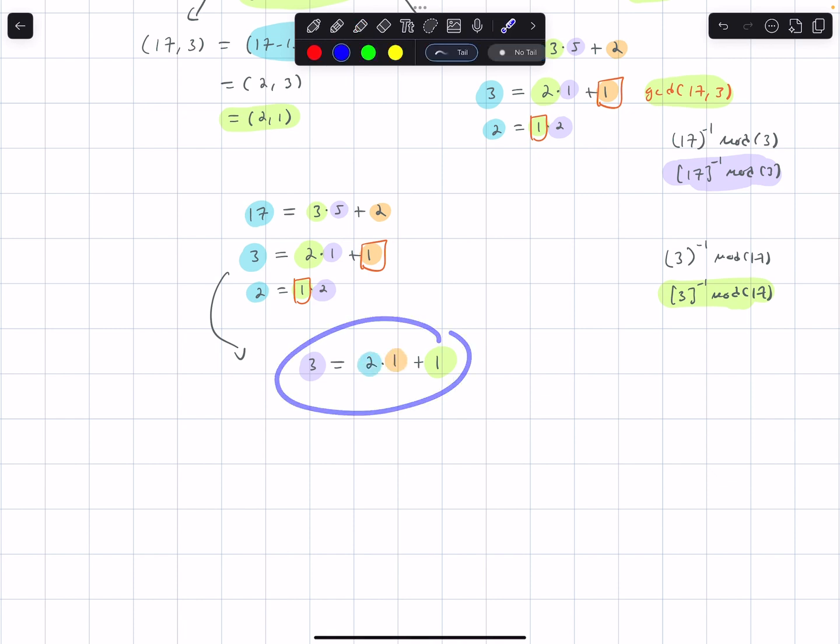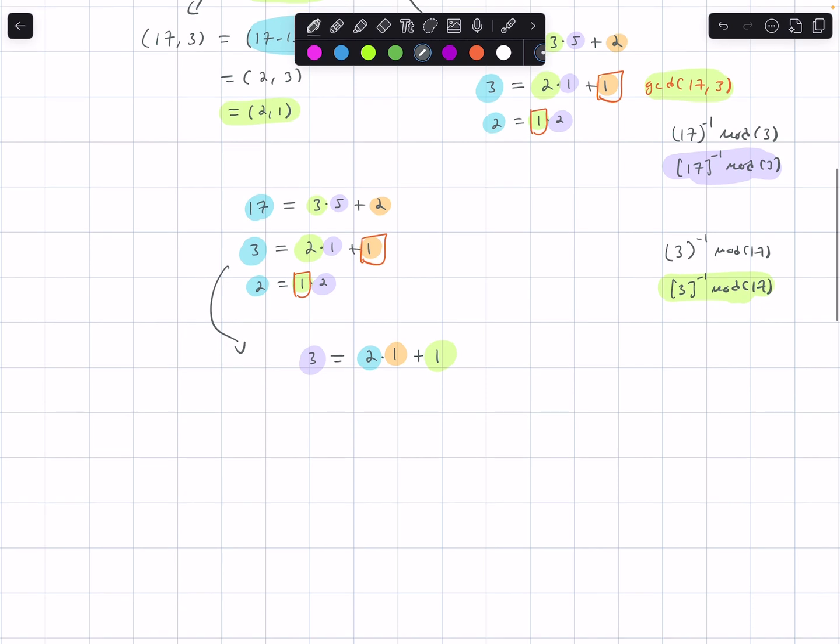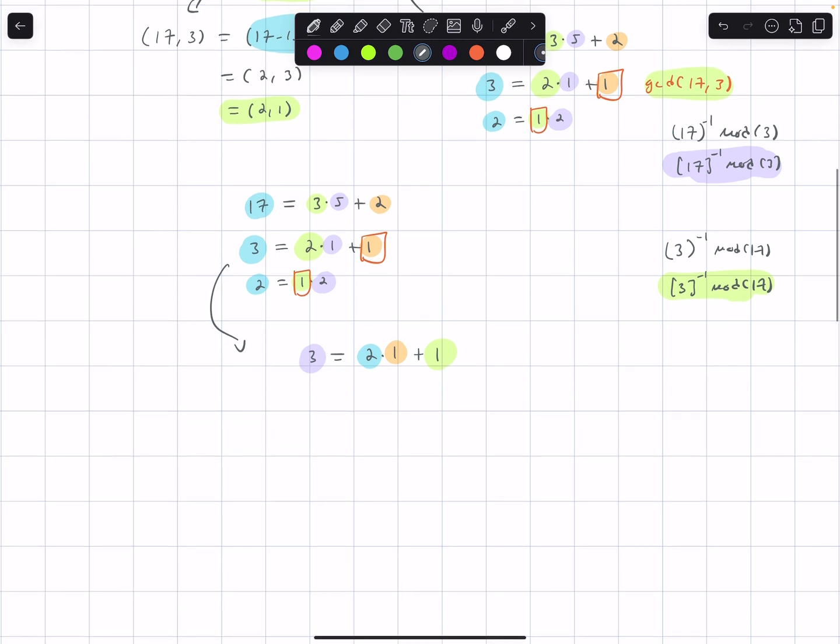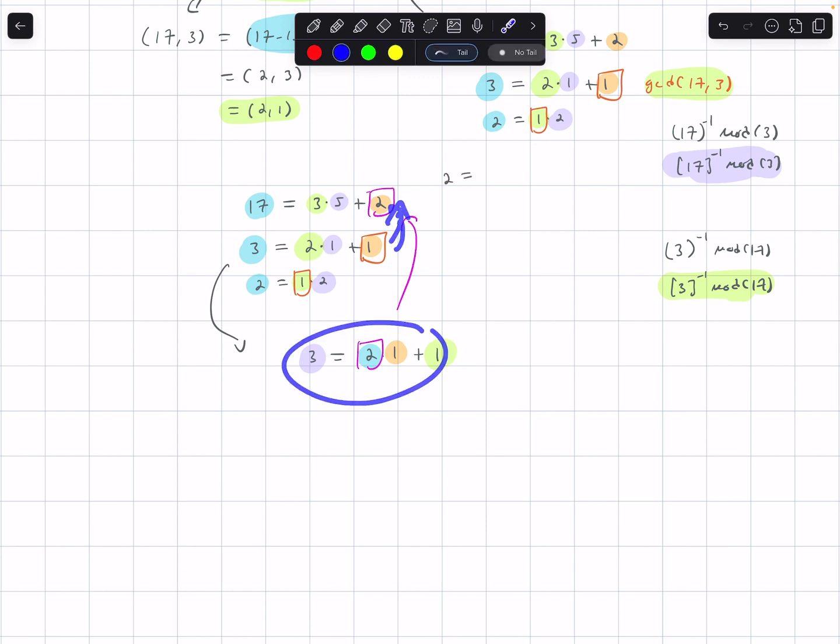If we pick smaller numbers, we're going to write 1 as a linear combination of 3 and 17, as some integer multiple of 3 plus some integer multiple of 17, and that's going to give us the modular inverses, and we'll see why. So first of all, here we have 3 is equal to 2 times 1 plus 1, but what is 2? As we can see here, and that arrow didn't go all the way up, 2 is equal to, so we use the next line, right after using this one, we go up to the previous one, we take 2, it's equal to 17 minus 3 times 5.